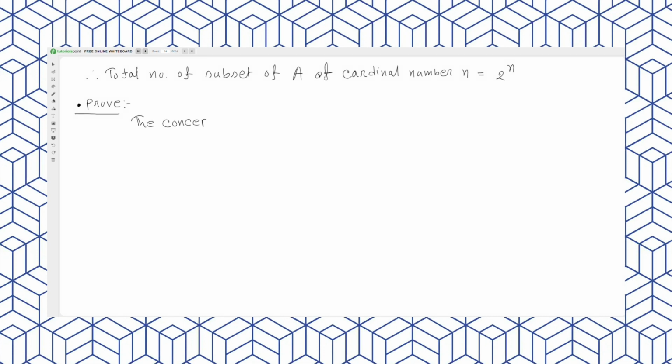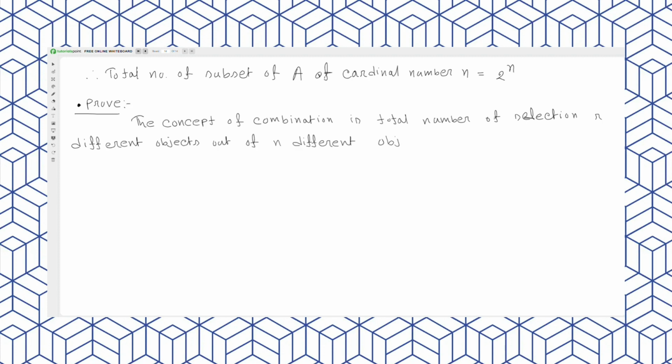The concept of combination is the total number of selections of r different objects out of n different objects, and we write it as nCr. So when the cardinal number of A is n, that means A has n distinct elements. Out of this, if we choose only one object, then it will become a singleton set, and the number of those is nC1, which is equal to n.